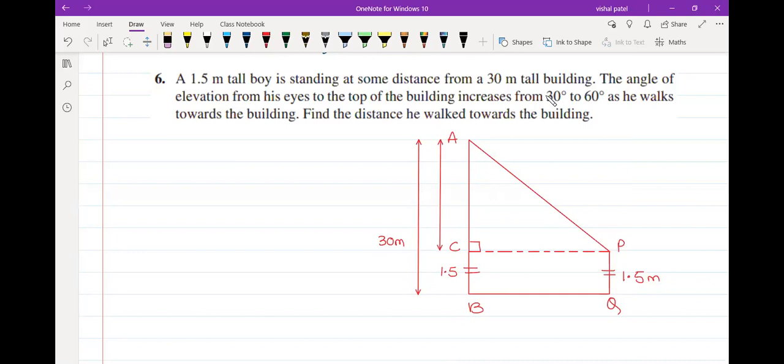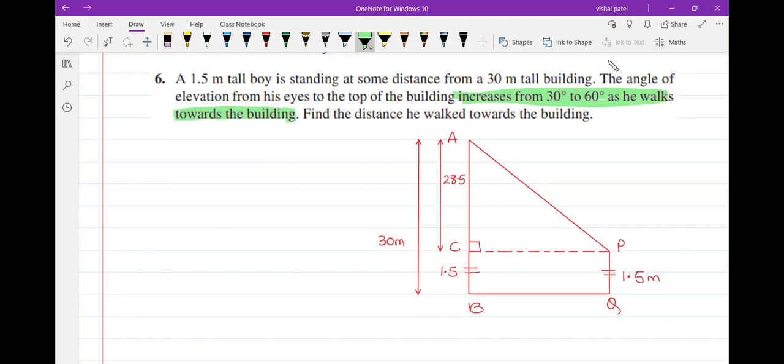How much will AC be? Anyone? Total is 30. 1.5 is the height of the boy. So how much is left? 30 minus 1.5 is 28.5. Yes, 28.5. Correct. Fine. This is what I did. Now read the sum. Understand this. The angle increases from 30 degree to 60 degree as he walks towards the building.